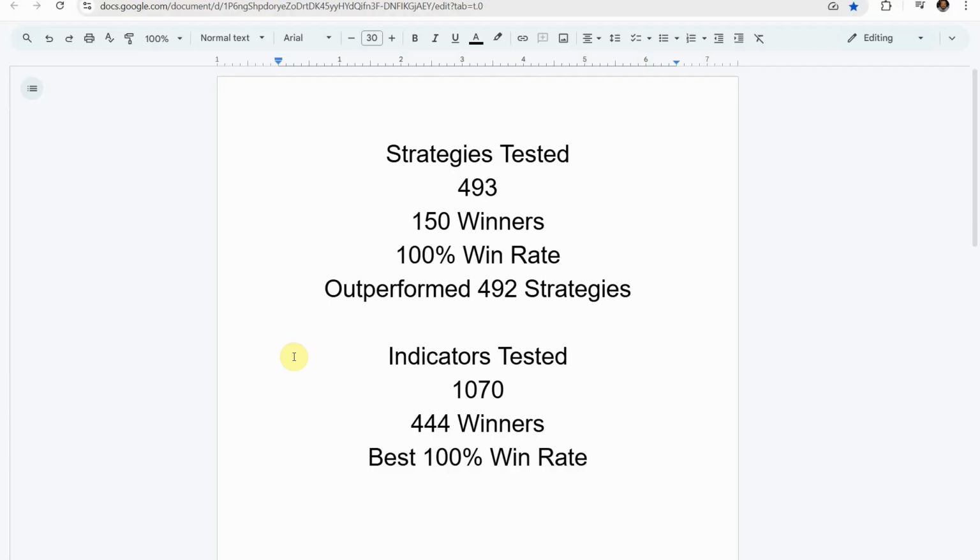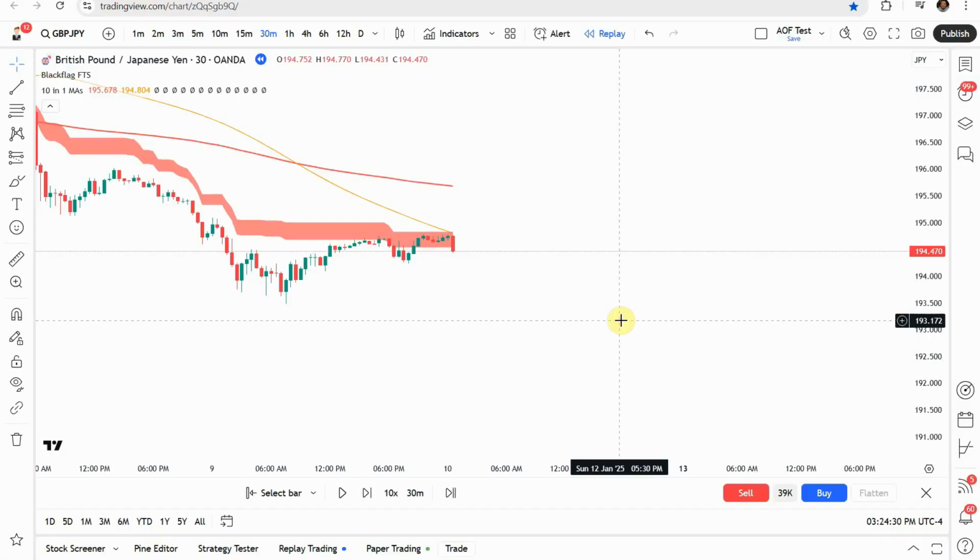Alright, as I said, today we will be testing a Forex day trading strategy. Before we do though, I wanted to put the testing scoreboard up for everyone to see. So to date, we have tested a total of 493 different strategies. The best one so far was able to achieve a 100% win rate. That was achieved using the Academy of Forex indicator to trade the crypto scalping strategy that I'll mention in this video on a live trading account.